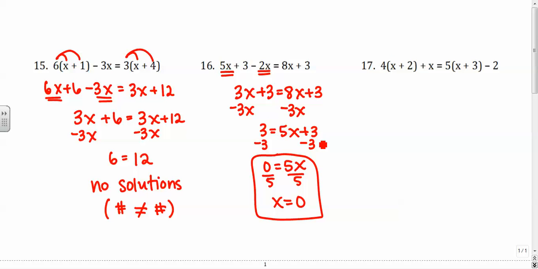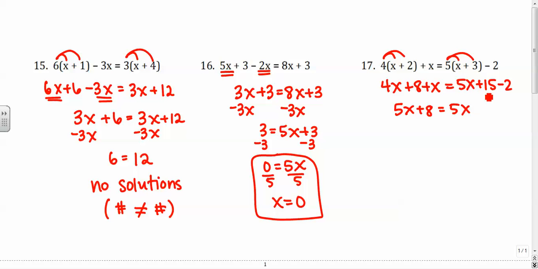Okay, 17. Again, I've got some parentheses. I'm going to go ahead and distribute. So 4 times x, and then 4 times 2, with my extra x added on. On the right side, 5x plus 15 minus 2, and then I've got like terms. So 5x plus 8 equals 5x, 15 minus 2 is 13. I'm going to subtract 5x's from both sides to get the variables together, and that leaves me 8 equals 13.